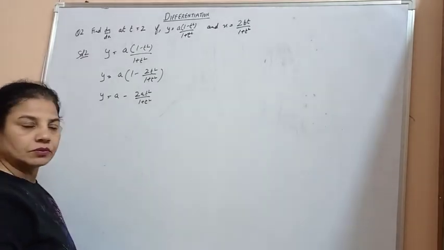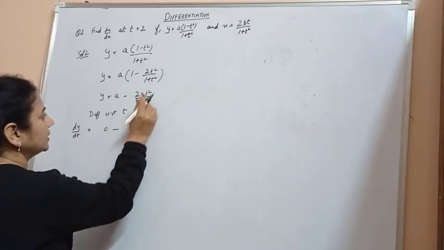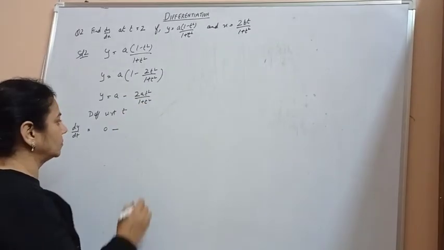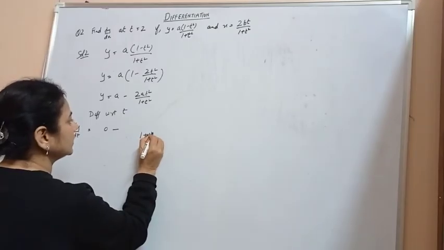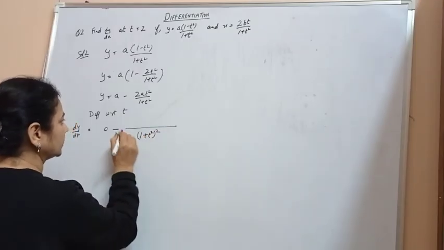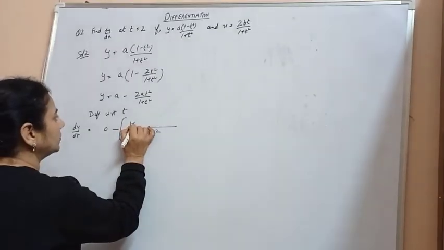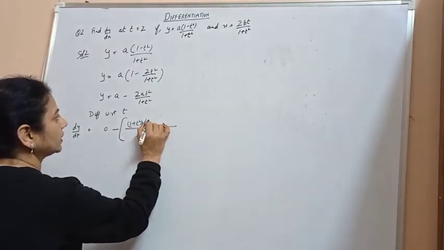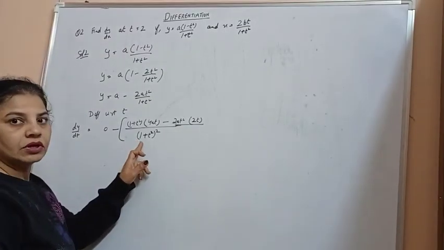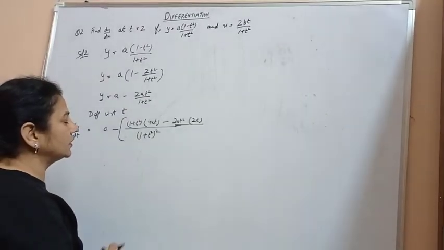Now differentiate with respect to t. I get dy by dt is equal to, a being a constant term, it becomes 0 minus, here I will apply quotient rule. This gives me the result as 1 plus t square whole square, denominator square, denominator into derivative of numerator minus numerator into derivative of denominator, that is 2t only, because in 1 plus t square, 1 being the constant term, the derivative is 0 and the derivative of t square is 2t.